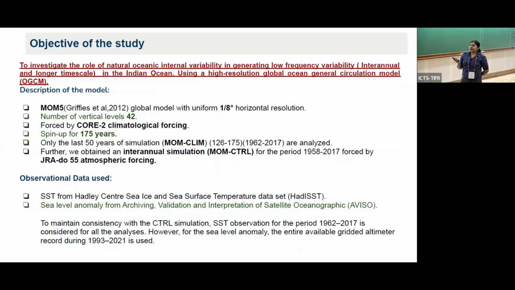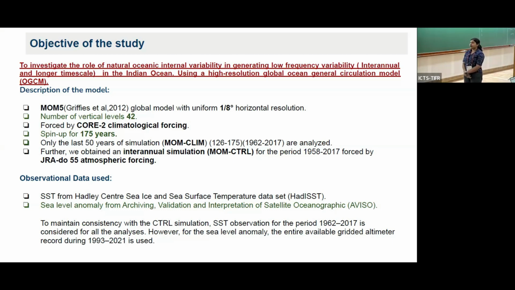So the main objective of this study is to understand the role of oceanic internal variability in generating the low frequency variability in the Indian Ocean using a high resolution global OGCM. Here the term low frequency is used for interannual and longer timescale variability. And the model that we use for this study is MOM, Modular Ocean Model version 5.